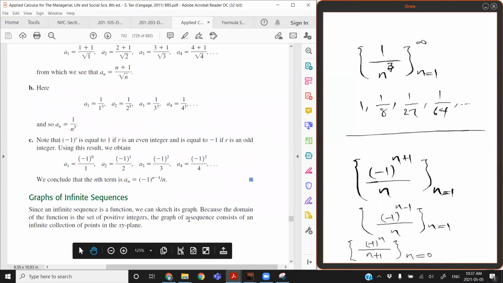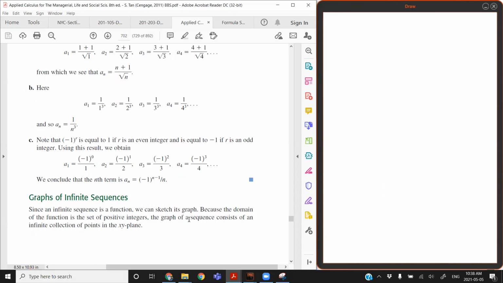Okay, so you can also graph these sequences, just like you graph a function. The way you graph it is that you graph n versus an. So you have a sequence like this, a1, a2, a3, a4, all the way, and the graph could be something like this. You have 1, 2, 3, 4.